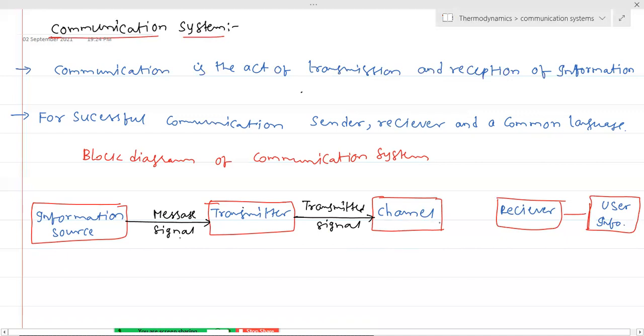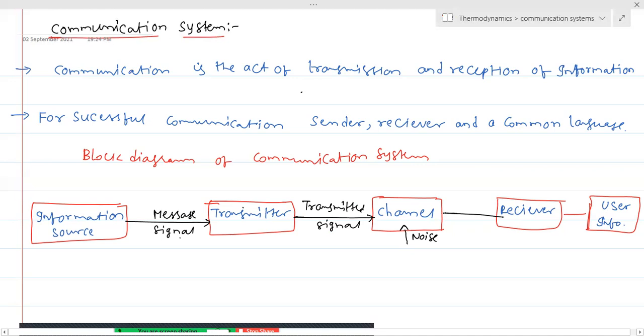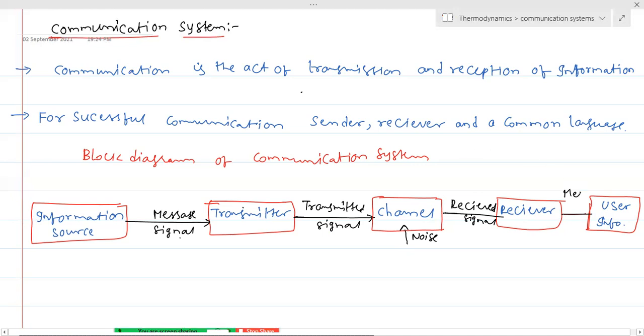The channel means the platform through which we are sending the signals. There, unwanted noise also gets added to the signal. The channel will send the signal to the receiver. Here we write the received signal. The receiver again converts that signal to a message.